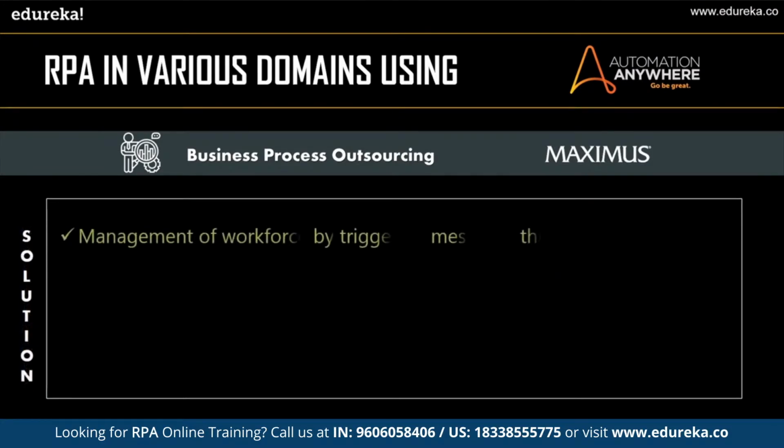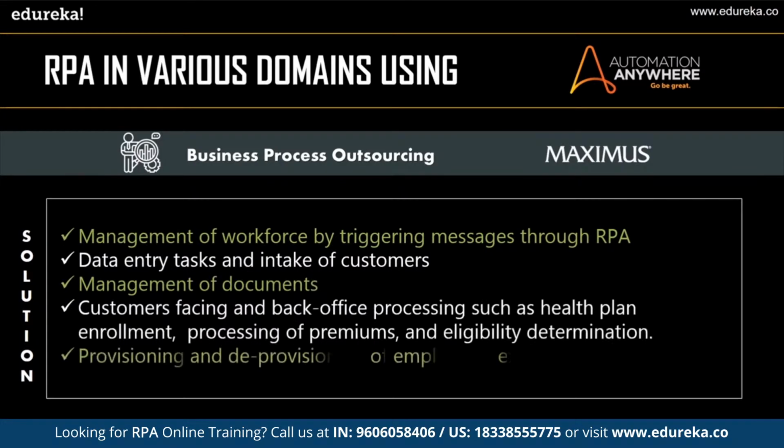So, the solution to Maximus' challenge of using a new technology or the latest technology such as RPA was Automation Anywhere platform. So Maximus decided to use Automation Anywhere platform to implement a highly available delivery network of processes, people, and tools to manage all the automation opportunities.